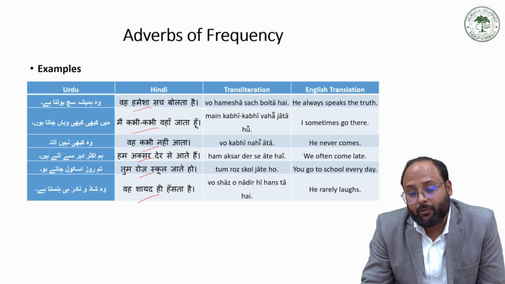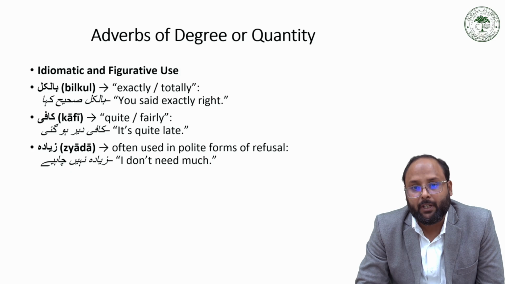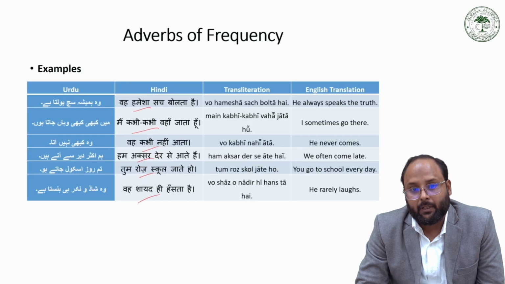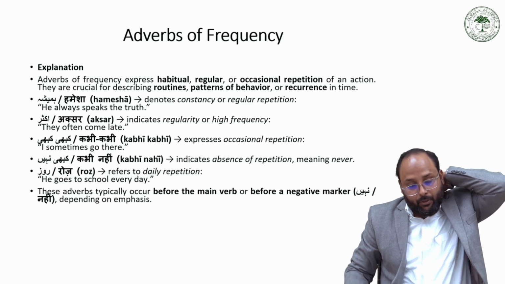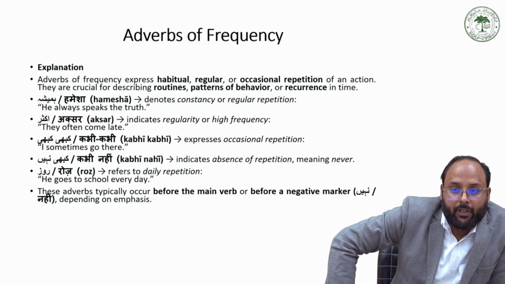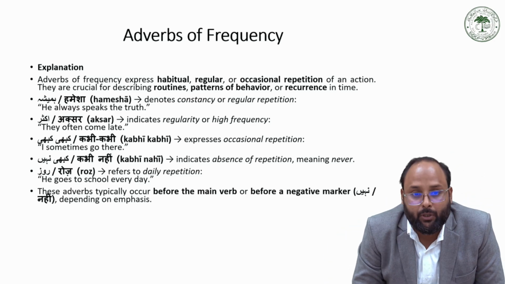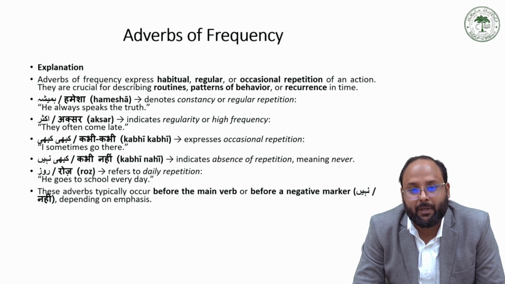So to give the meaning of कितनी देर तक means कितनी बार और कितनी तकरार से. So it is different from degree and quantity. So these are the explanation for the adverbs of frequency. They express the meaning of habitual, regular, occasional, or the repetition of the action, and they are crucial for describing routines, patterns of behavior, or recurrence in time. So that is the habits of some actions.